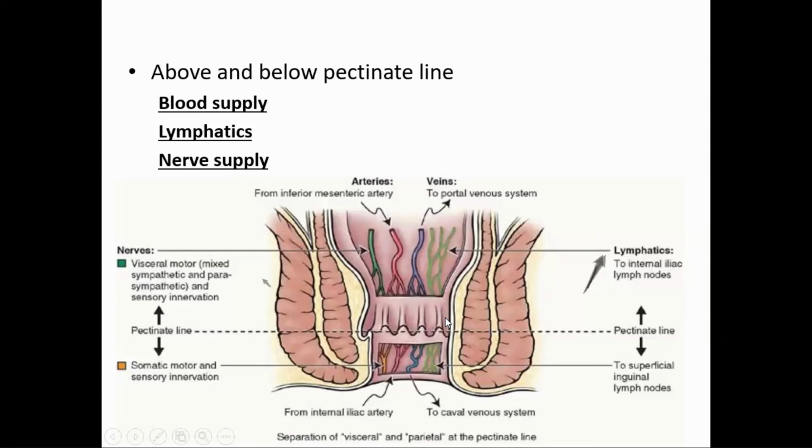For the MCQ or in the viva, it may be asked, what is the importance of the pectinate line? Once the pectinate line is damaged, there is widespread communication of the lymphatic drainage, so infections may be transmitted above and below. The nerve supply below is somatic, motor and sensory, via the inferior rectal nerve and the perineal branch of the fourth sacral nerve.